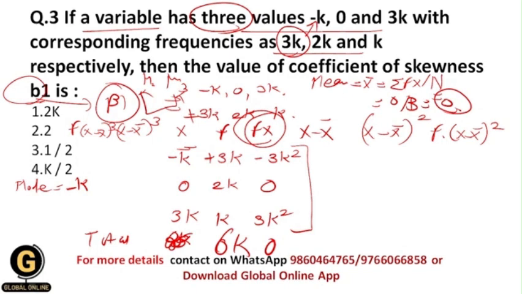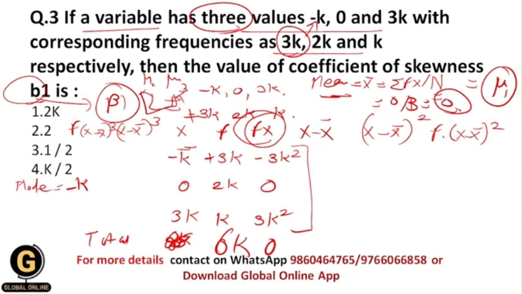So the value of mean, that is 0, is actually your mu 1, which is the mean here. And after that you need to find out the values of mu 2 and mu 3, which are actually the moment coefficients. Basically they are called moment coefficients. So don't go in depth into it.